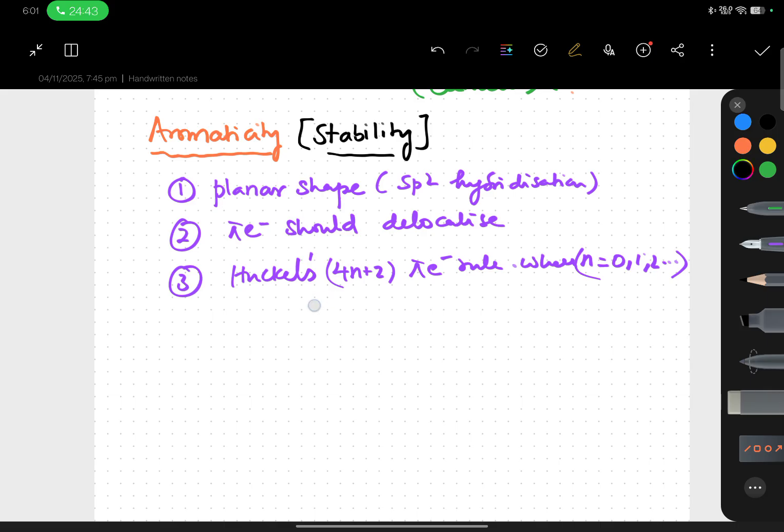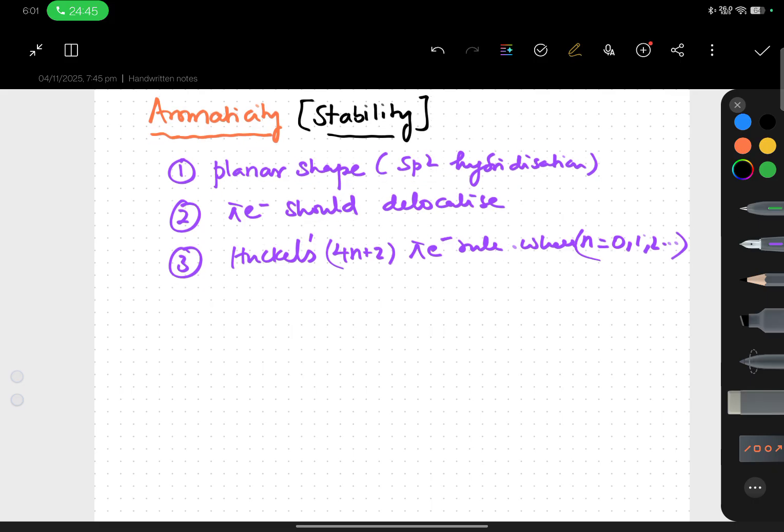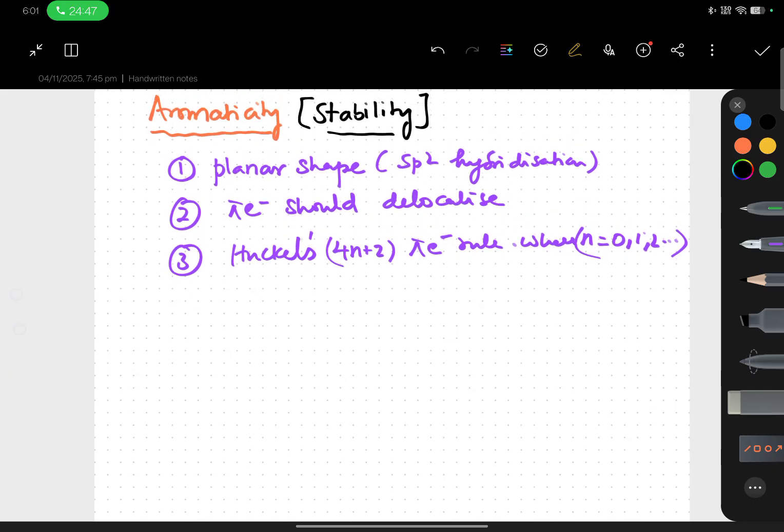Finished? No, sir. Okay, copy. So what is the name of the rule? Huckel's 4n plus 2 pi electron rule. So the molecules which obey these 3 rules are aromatic in nature.